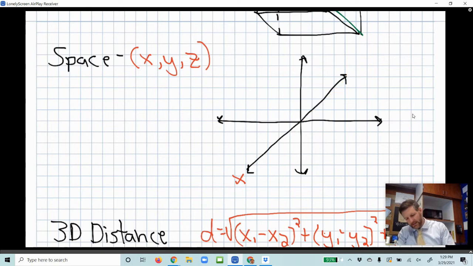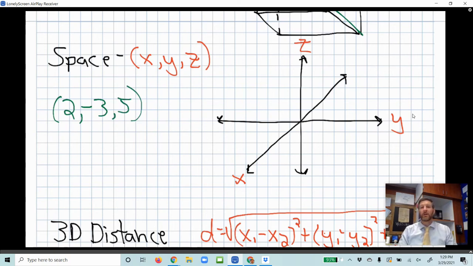Okay, then y is your horizontal distance here. So you've got a forward distance and then a sideways distance, or forward and back, side to side. And then z is that vertical axis right here, up and down. And so now we can place points in 3 dimensions. So for example, if we said, okay, I want to locate (2, -3, 5). Again, it's got length, width, and height. So it's moving in 3 dimensions versus 2 dimensions, but otherwise it's the same idea.